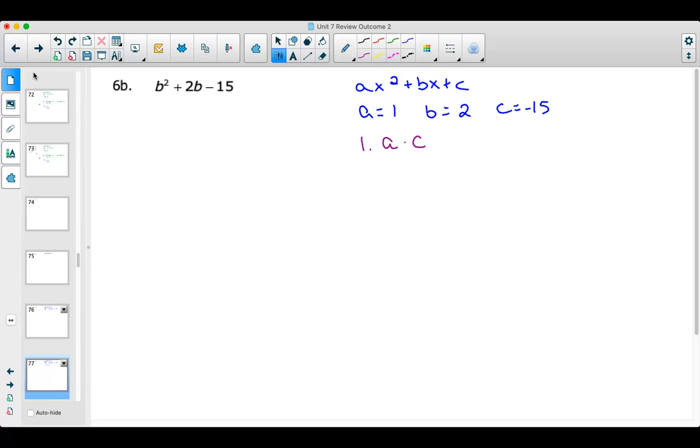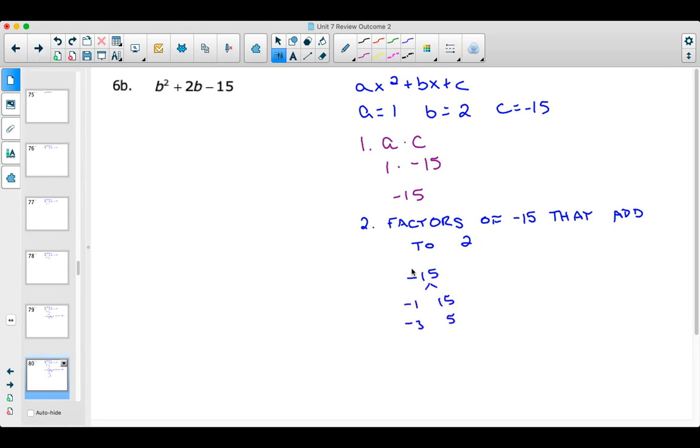So the factors of negative 15 are negative 1 and 15, and negative 3 and 5. If you remember, a positive and a negative always give me a negative answer. In this example, negative 3 and 5 add up to 2. A is 1 in this example, so I don't have to split the middle. I can just go straight to the factors, b minus 3 and then b plus 5.